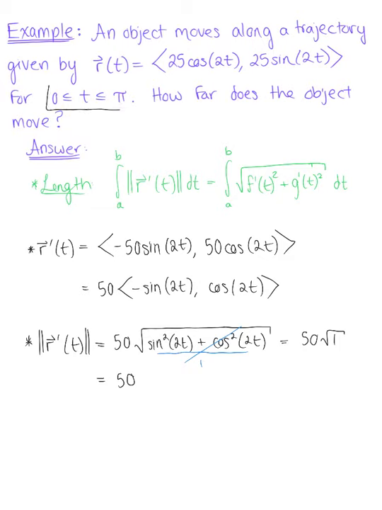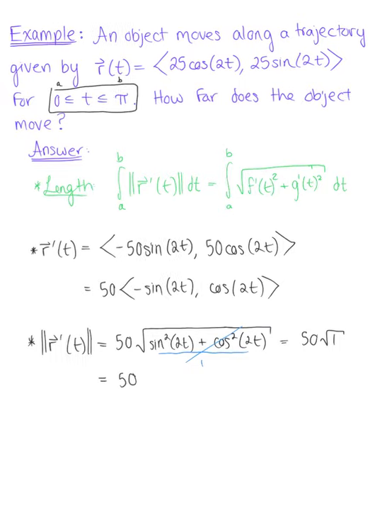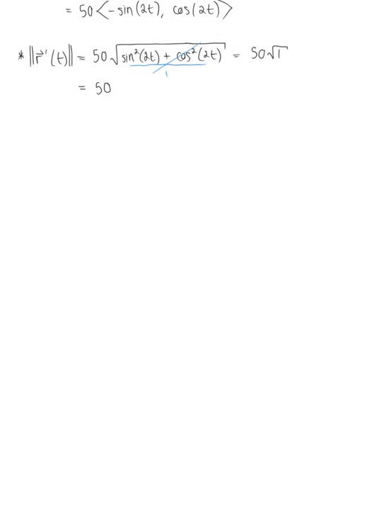So keep in mind here that these bounds are our a and b values. So giving ourselves a little more room, we have the integral from 0 to pi of the magnitude of our tangent vector, which is 50 dt, and we're ready to integrate. So this is 50t, and we're evaluating now from 0 to pi. So we have 50 multiplied by pi minus 0, which leaves us with a beautiful final answer of 50 pi.